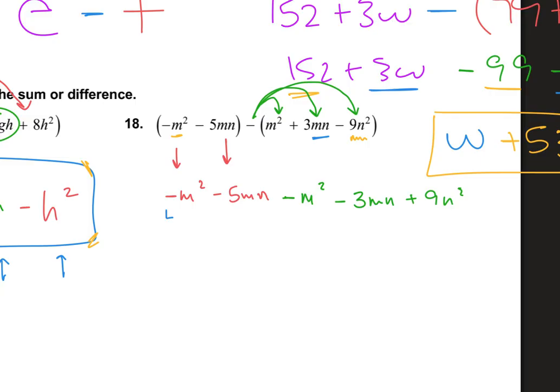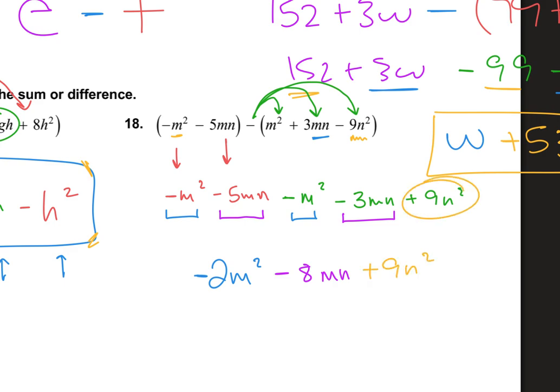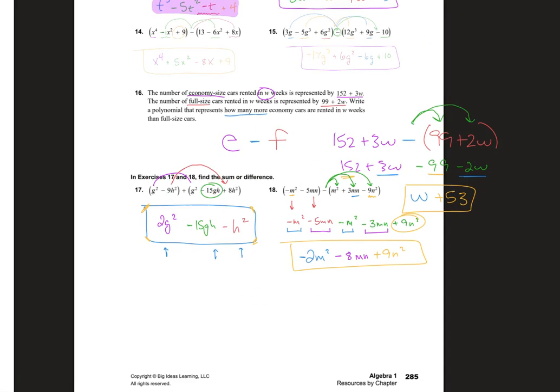So m squared, both negatives, that's negative 2m squared. Negative 5mn, negative 3mn, that's negative 8mn. And then we got our guy over here just left behind. So this is your final answer here.